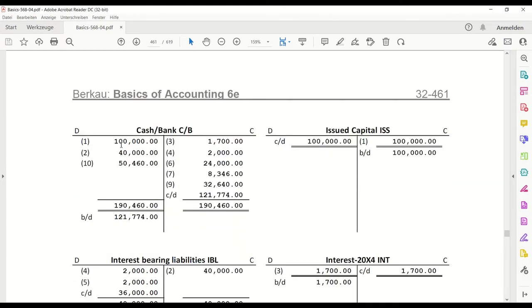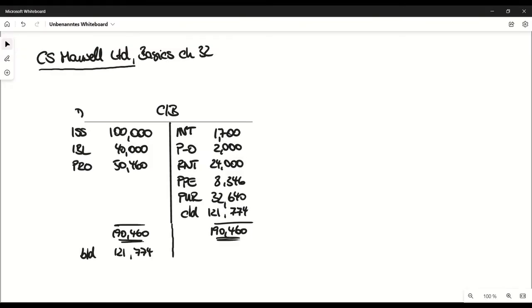We want to understand where the debit entries come from and where the credit entries come from. The debit entries will be cash receipts from the share issue, from the issue of the bank loan, and from the proceeds selling the books. On the credit side of the cash bank account, we see payments for interest, for payoff, for rent, for purchases, and for the acquisition.